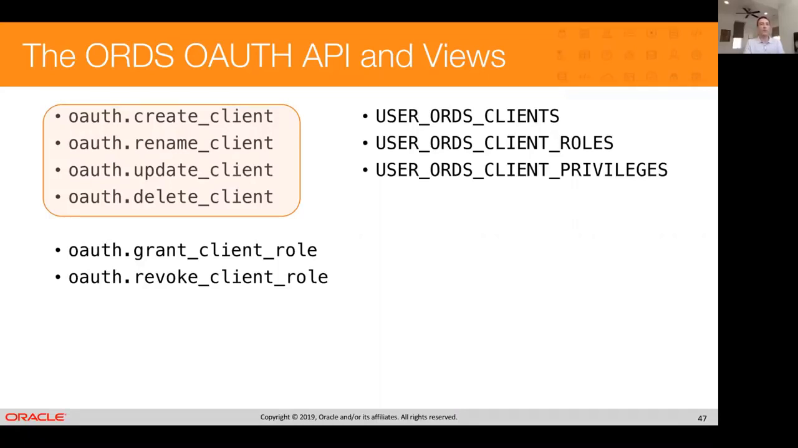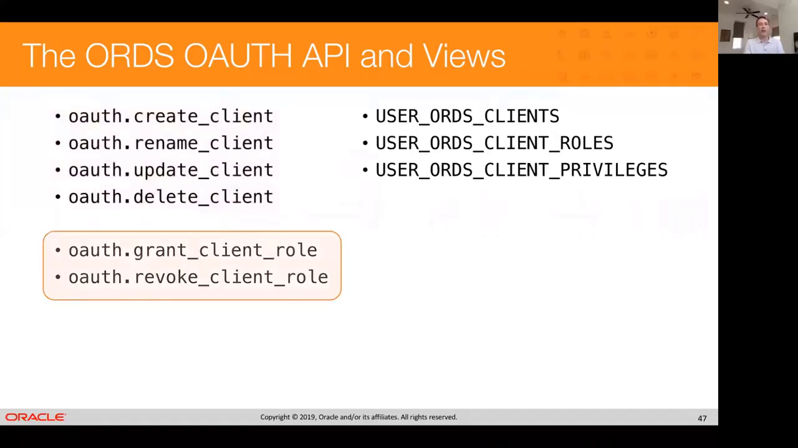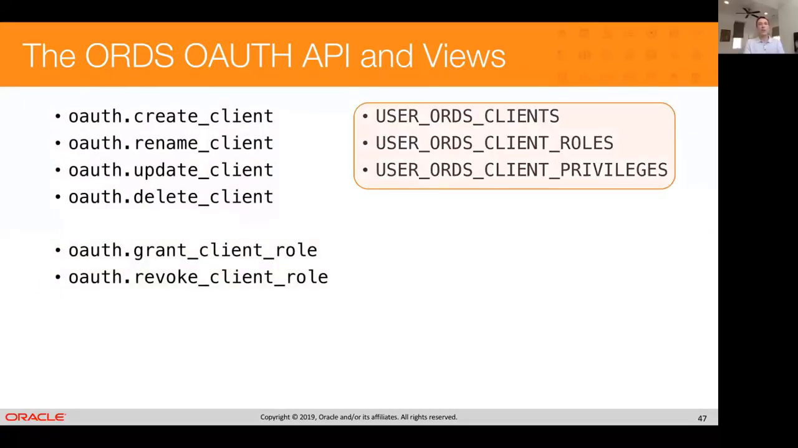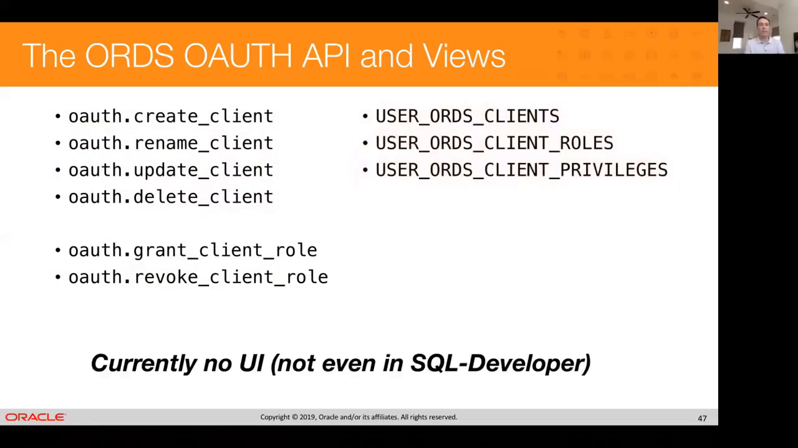This is for OAuth specifically. So then you are able to assign or revoke a role. And then there's a set of views that you can look at to see the clients that you've created, what roles they have, and what privileges they've been assigned. There's currently no UI on top of this anywhere. This is all command line, not even in SQL Developer. This is scheduled for the ORDS REST workshop in APEX. I understand they're looking at doing it inside SQL Dev and SQL Dev Web as well. We're going to get with them and make sure that we all do it the same way.